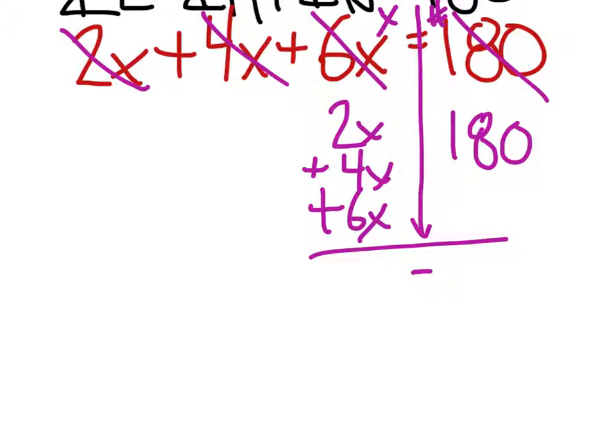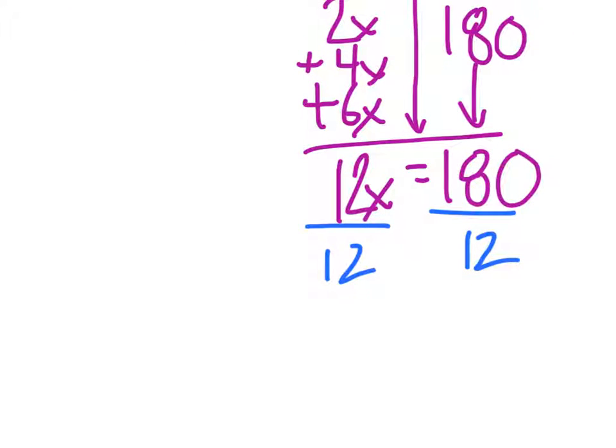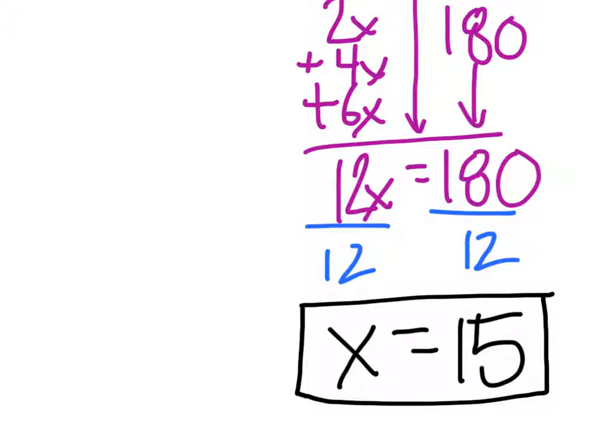All right, so how many x's do we got? We got 2x plus 4x plus 6x, which is, once again, 12x. 180 isn't adding or subtracting anything, so it's just 180. Final step in the switch and stay game. We just need to divide by the coefficient, which is 12. The coefficient's just the number in front of the letter. And we end up getting X is equal to 15. All right, so X is equal to 15, but this is not our answer, right?